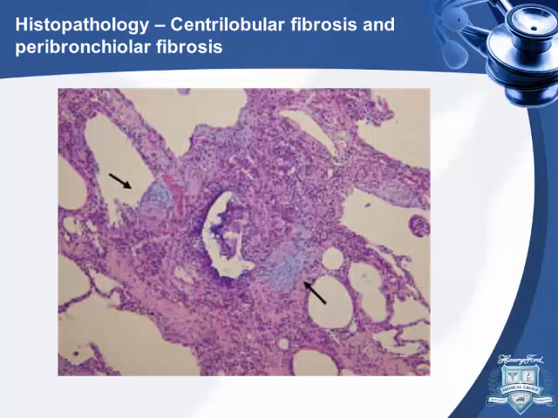So this is what you will see. This is peribronchial fibrosis on H&E stain. There's fibrosis here on either side of the bronchial.